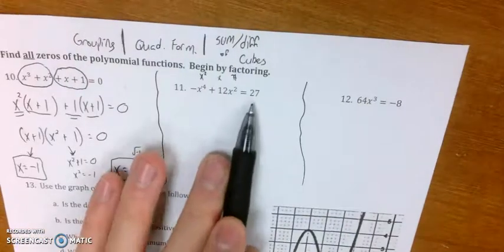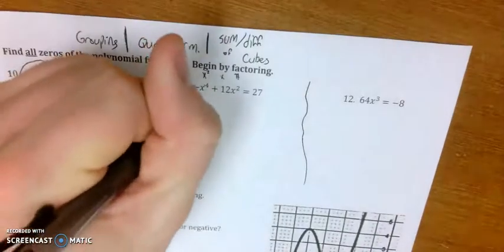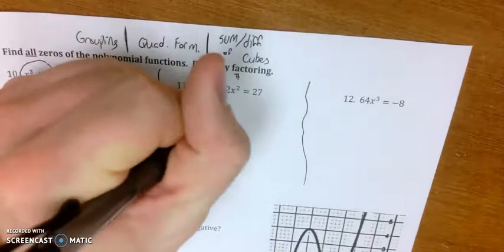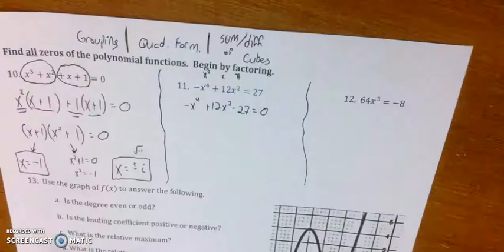So what I'm going to do is bring that 27 over. So negative x to the 4th plus 12x squared minus 27. The reason I'm doing that is I like these to be equal to 0.